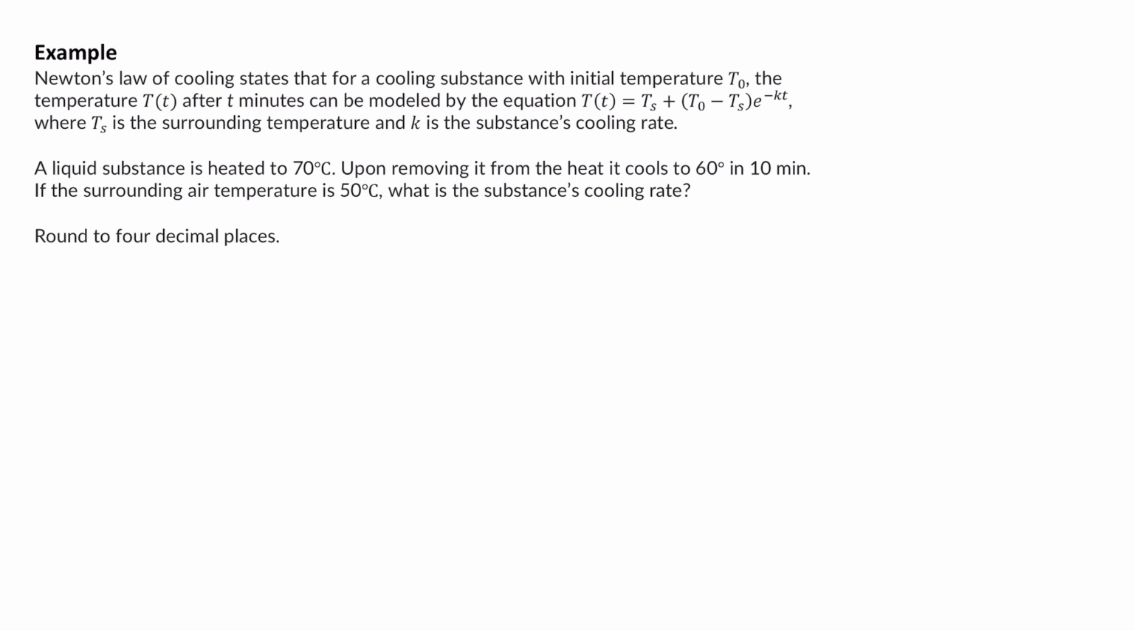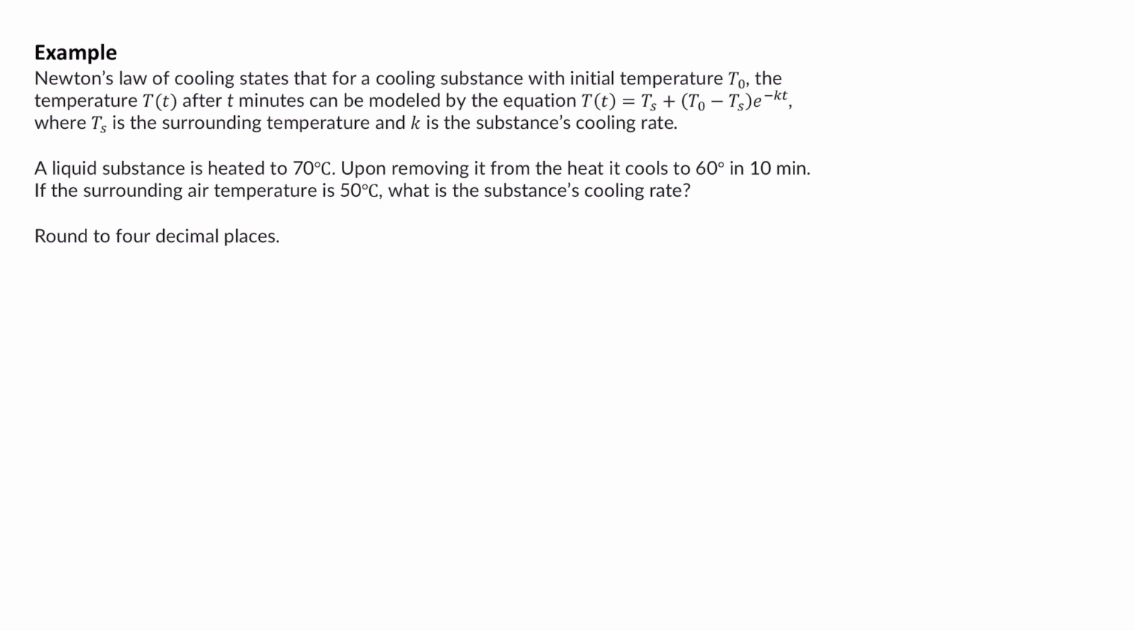So here's another example of how we can use exponential equations in real life. It says that Newton's law of cooling states that for a cooling substance with an initial temperature T naught, the temperature T(t) after t minutes can be modeled by the equation T(t) = Ts + (T naught - Ts)e^(-kt), where Ts is the surrounding temperature and k is the substance's cooling rate. A liquid substance is heated to 70 degrees Celsius.